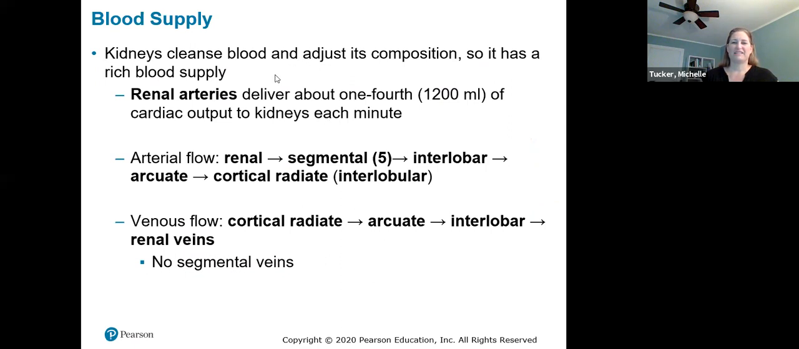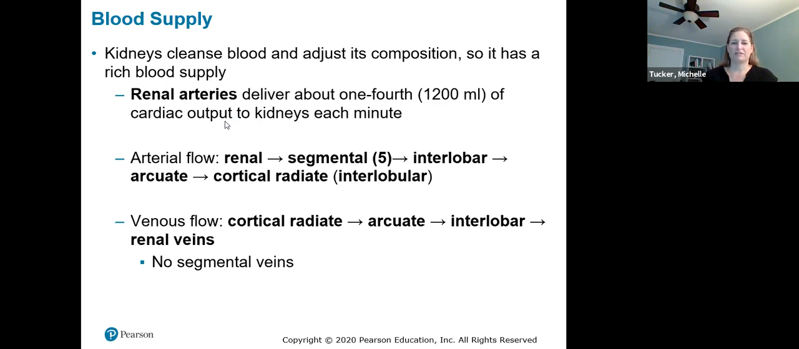Your kidneys receive 1/4 of cardiac output at rest. So each kidney is going to receive about 600 mils of blood. So together it's 1.2 liters per minute. So that is a tremendous amount of blood flow. And that's because the kidneys will need access to it to produce filtrate and adjust its composition, as well as to monitor the ion concentration in the blood.